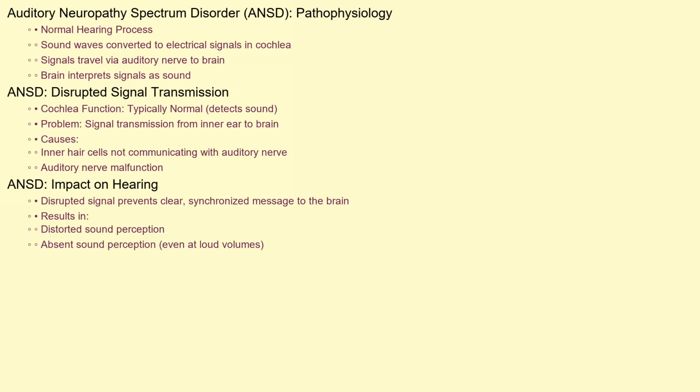Let's delve into the pathophysiology, or how ANSD affects the auditory system. In a healthy ear, sound waves travel to the inner ear where hair cells in the cochlea convert these vibrations into electrical signals. These signals then travel along the auditory nerve to the brain, where they are interpreted as sound. In ANSD, the cochlea typically functions normally, meaning it can detect sound. However, the problem lies in the transmission of these signals. Either the inner hair cells are not properly communicating with the auditory nerve, or the auditory nerve itself is malfunctioning, preventing a clear, synchronized signal from reaching the brain. This disrupted signal results in distorted or absent sound perception, even when sounds are loud enough to be heard.